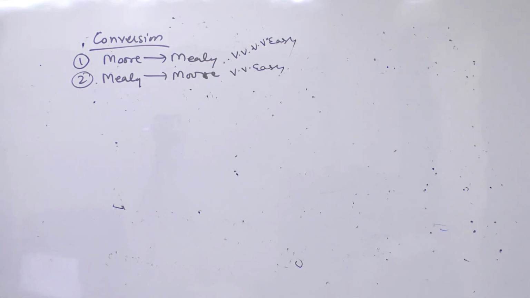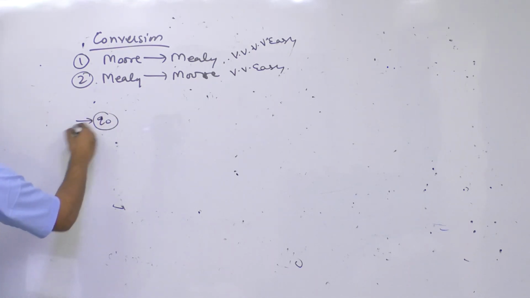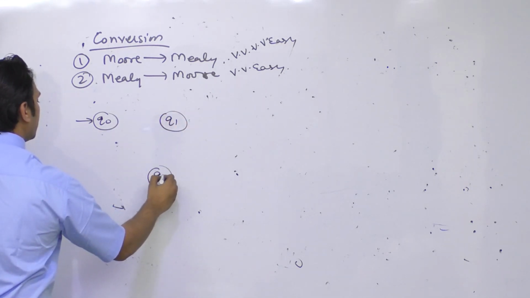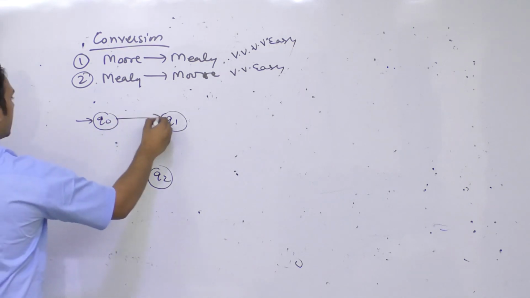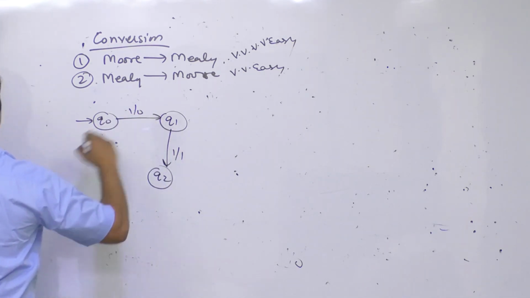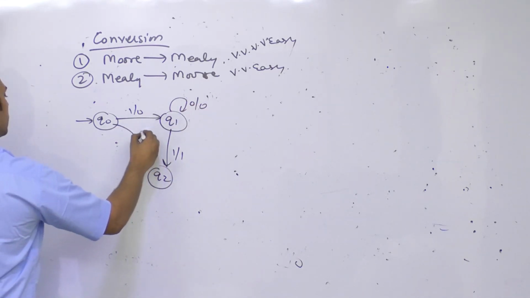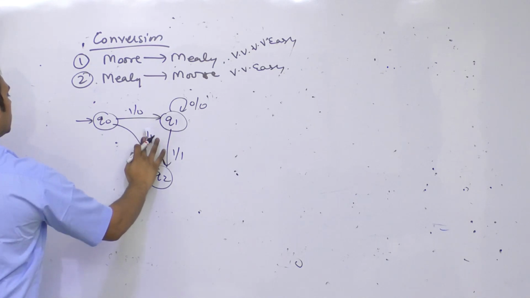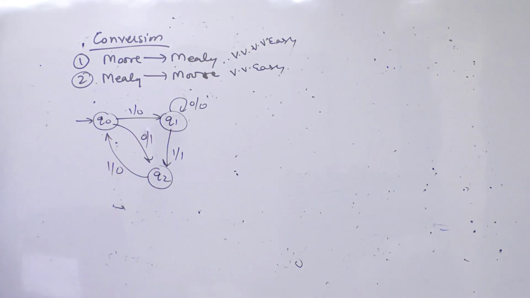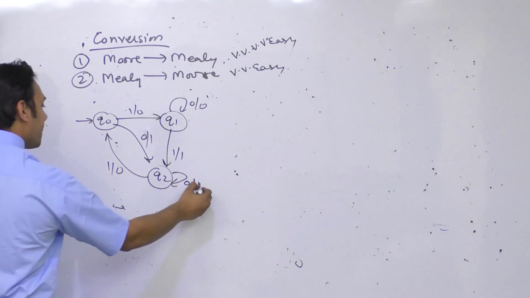Let me give you an example. The example that I've taken before also. This is a Moore machine. This is the state Q1. This is the state Q2. Here, if you give input as 1, you get output as 0. Here, if you give input as 1, you get output as 0. Here, if you get input as 0, output is 0. Here, if you get input as 0, output is 1. Here, if you give input as 1, output is 0. And this is 0 and 1. 0 and 0. Okay.